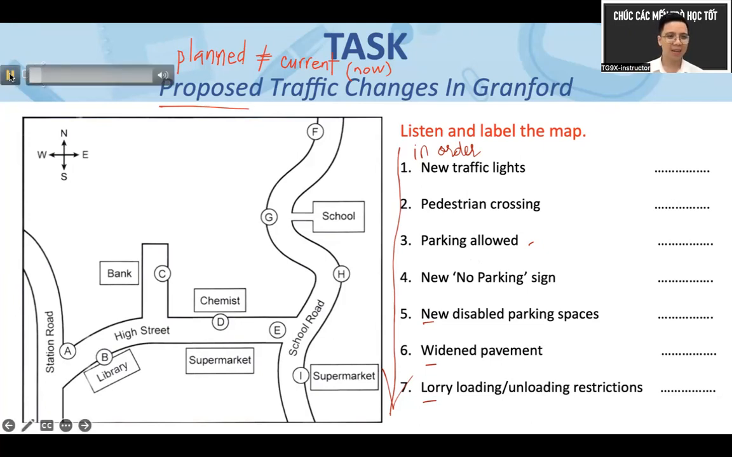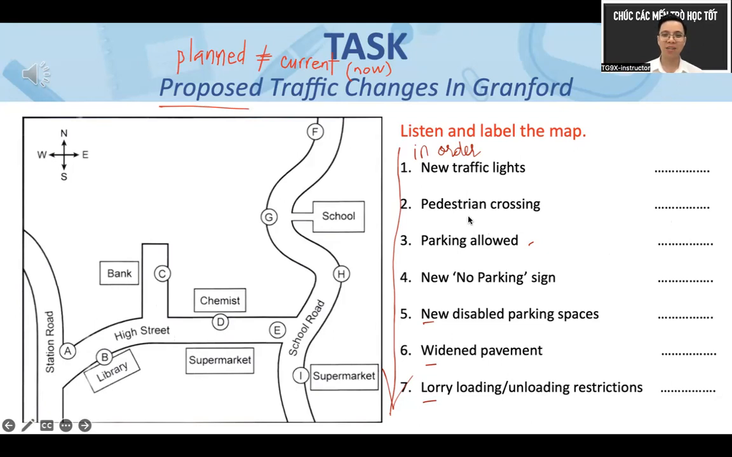But we're planning to have another set at the other end, at the School Road junction, to regulate the flow of traffic along the High Street. Để điều hòa cái giao thông ở trên đường High Street, tức là hai đầu. Đầu A có một cái và đầu E có một cái. Đáp án câu số 1 là câu E. Các bạn làm có đúng không ạ?